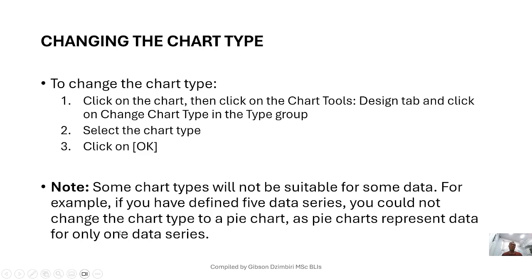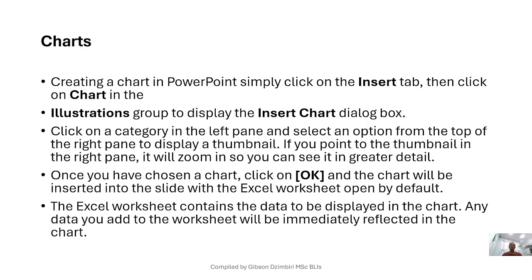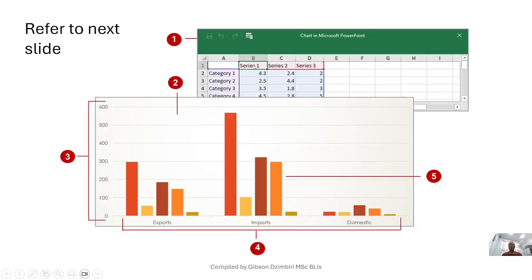So what you have to note is that some charts will not be suitable for some data. For example, if you have defined 5 data series, you could not change the chart type to a pie chart, as pie charts present data for only one series. Now, for instance, here we have got all these particular series, and here we have got these categories. So in this case, let us simply say the categories are representing the names of the students, the series are representing the subjects which they are taking. So you cannot create a pie chart using all this data we see here.